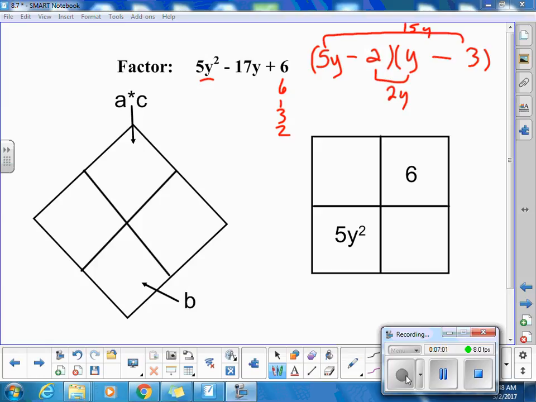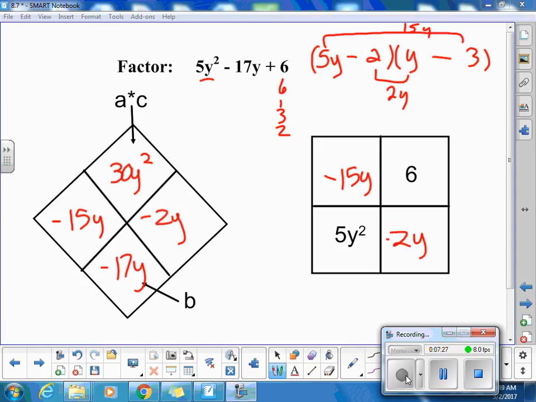The other way, I multiply a and c together, and I get 30y squared. And negative 17y goes here. Two things that multiply together to give me 30 and add together to give me negative 17 will be negative 15 and negative 2. So I would put negative 15 and negative 2y in here, and it doesn't matter which ones I put where. Again, I look for common factors between 5 and 15, so that would be 5.